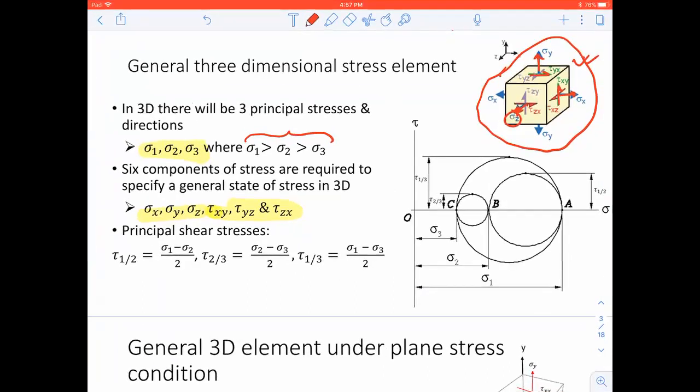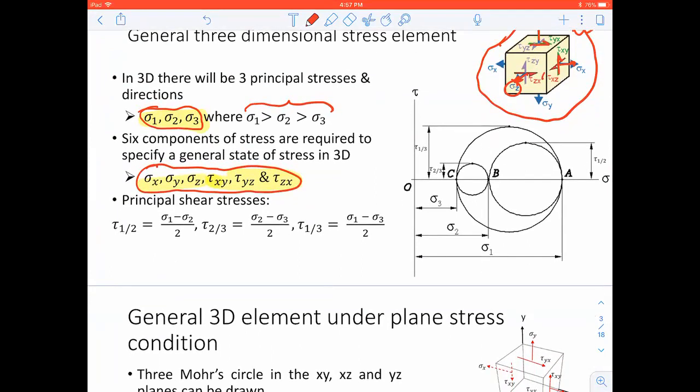There is no shear stress in the principal direction. Remember, in the principal direction, you only have normal stresses. If it's a 3D stress element, you'll have 3 non-zero principal stresses and 6 stress components, out of which 3 will be normal stresses and 3 will be shear stresses. Now, you will also have principal shear stresses. This doesn't mean principal direction. This just means your maximum shear stresses.